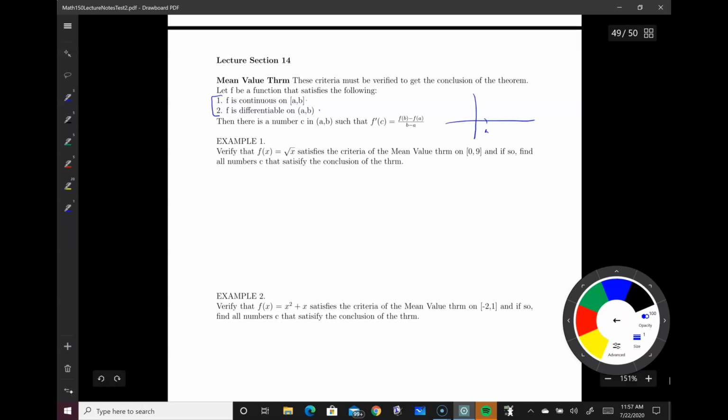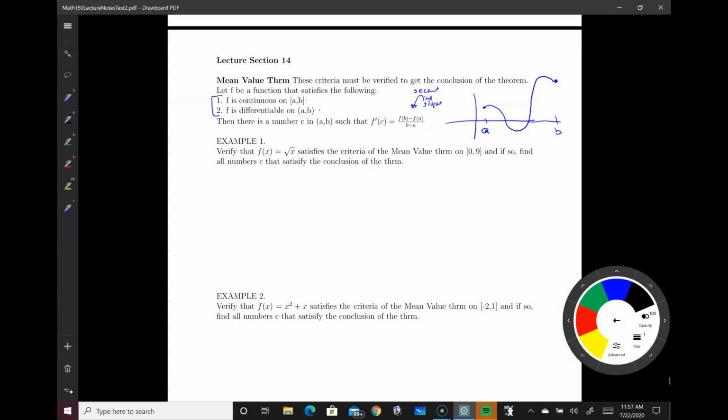So here's my A and here's my B. The y values at these two points do not need to be the same. So if I have a function that looks something like this, again, the y values do not need to be the same. This is saying this side here is the secant line slope. So let's look at where the secant line is between these two points, A and B.